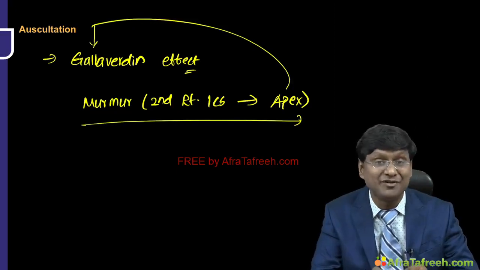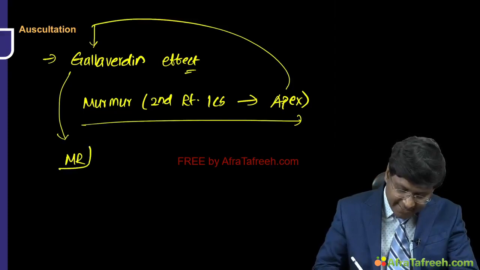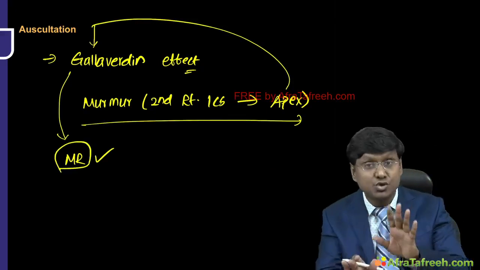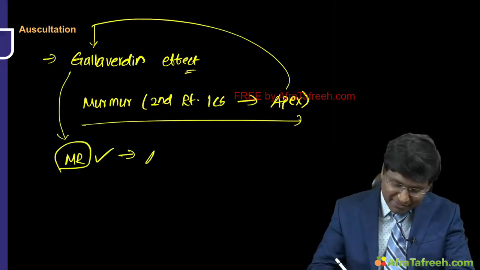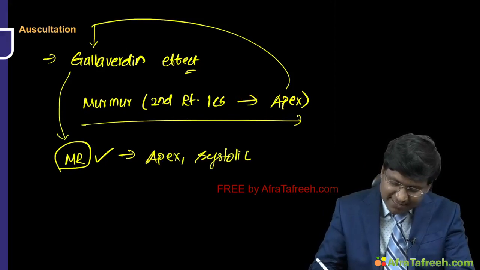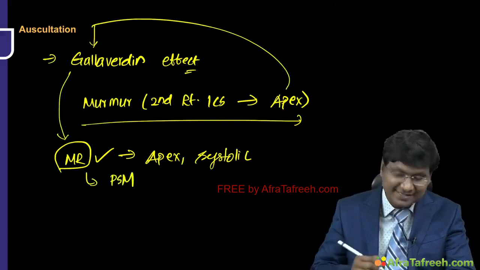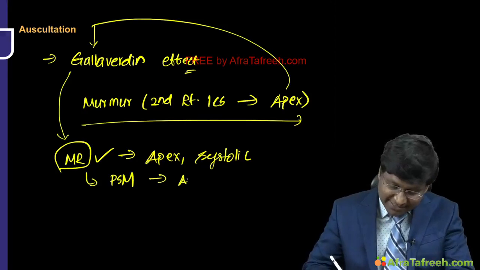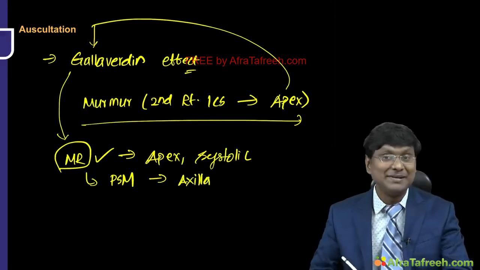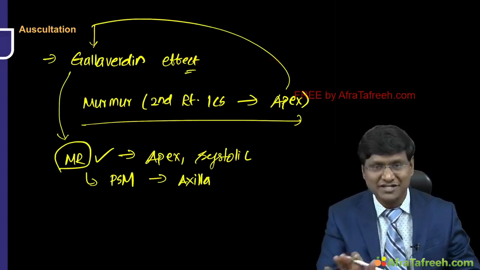Most of the time, this Gallavardin phenomenon we usually confuse with the murmur of mitral regurgitation, because the mitral regurgitation murmur is also heard at the apex, and that is also a systolic murmur. Then how will you be able to differentiate that? The MR murmur is usually a pansystolic murmur, and this pansystolic murmur of the MR will radiate to the axilla, but your Gallavardin effect will not radiate to the axilla. So that is how you can differentiate these two.